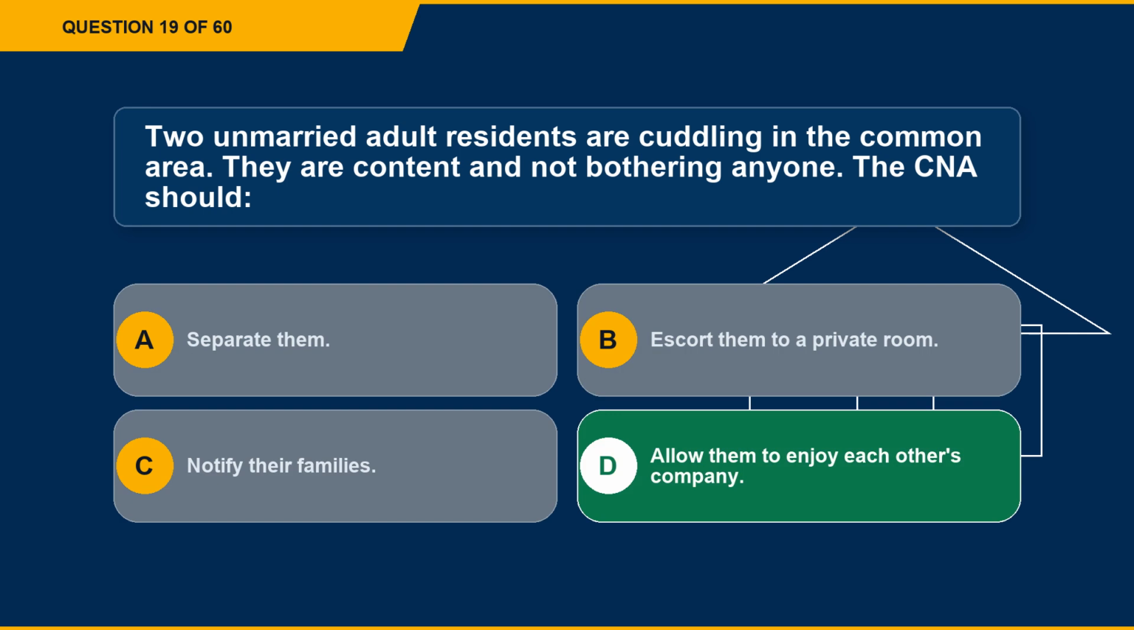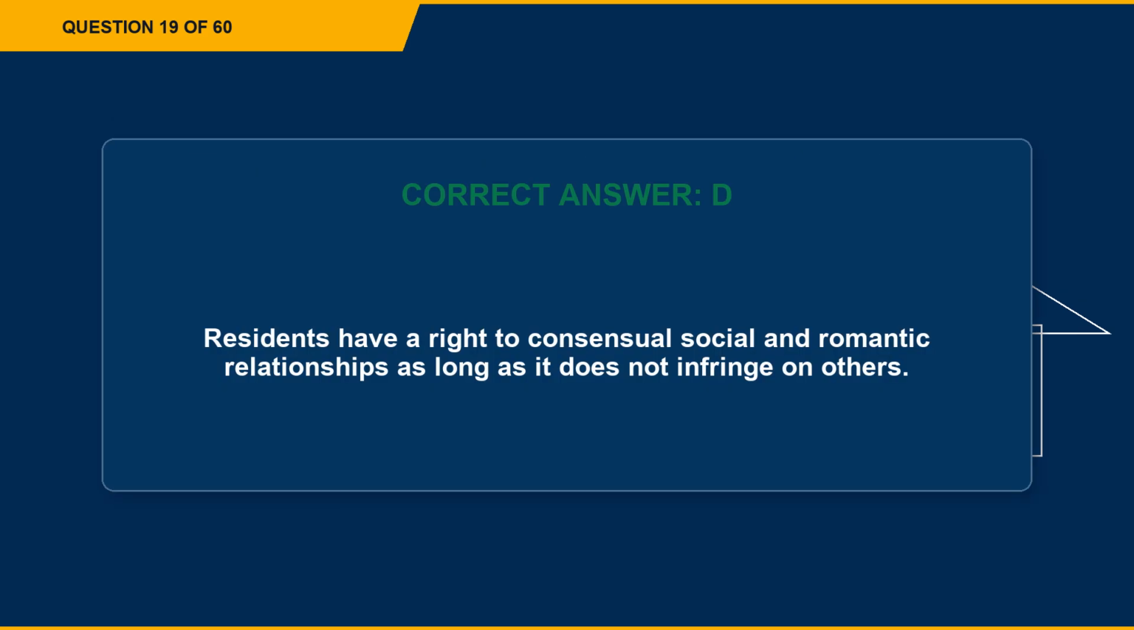The correct answer is option D. Allow them to enjoy each other's company. Explanation: residents have a right to consensual social and romantic relationships as long as it does not infringe on others.